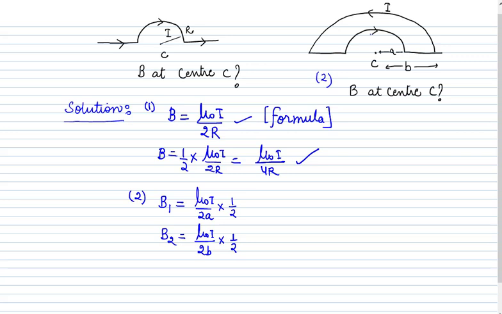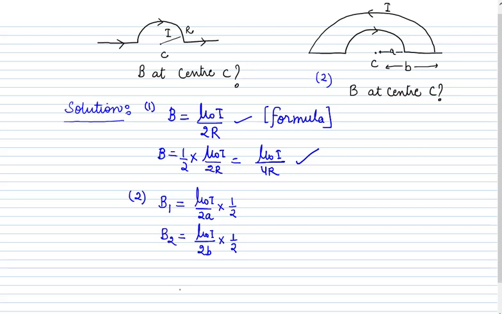Now here you can see that the current is in the opposite direction, so you just have to subtract them because the direction of the magnetic field will be opposite. If you want to know the direction, for the inner loop it will be downward, and for the outer loop it will be in the upward direction.